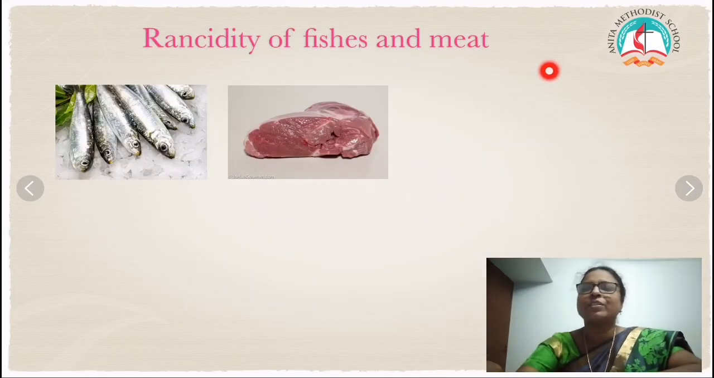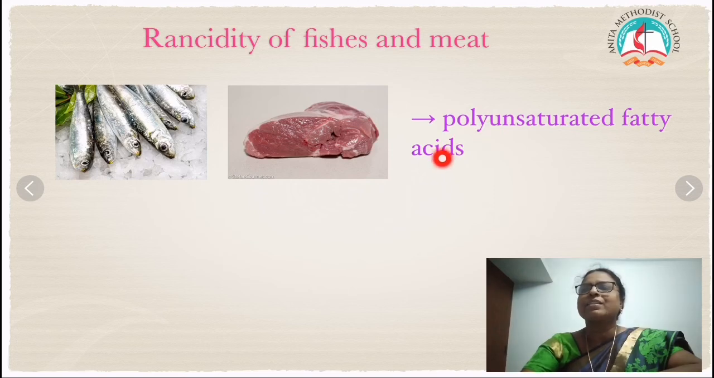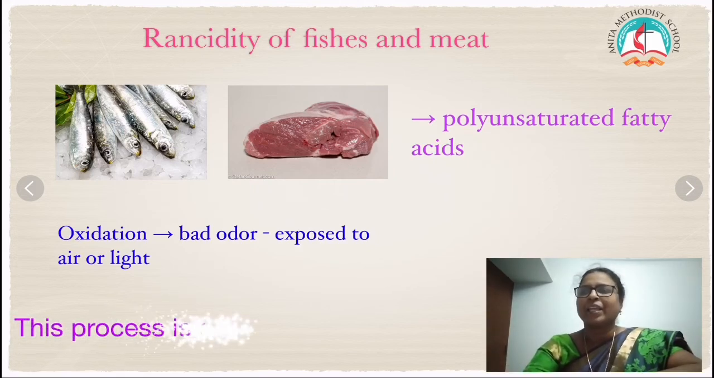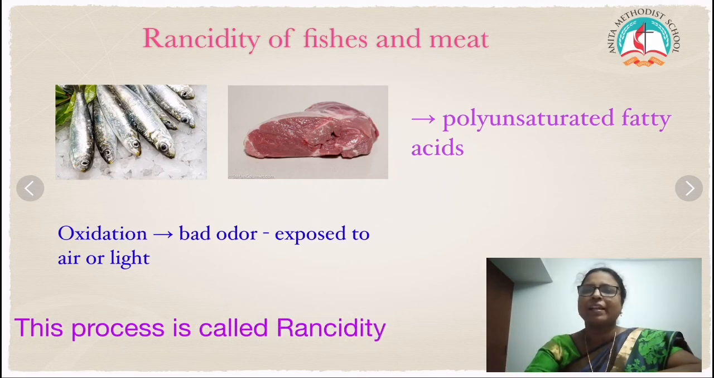Okay, then the rancidity of fish and meat. Here you are seeing fish and meat. They have high levels of polyunsaturated fatty acids that undergo oxidation, causing bad odor when exposed to air or light. Okay, this process is called rancidity.